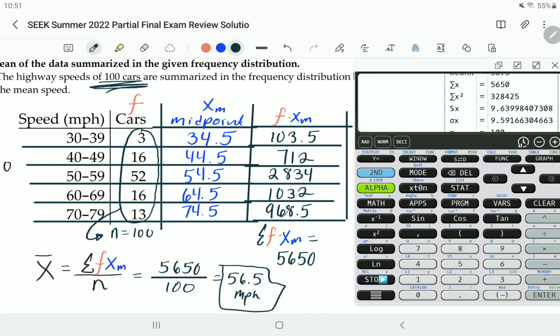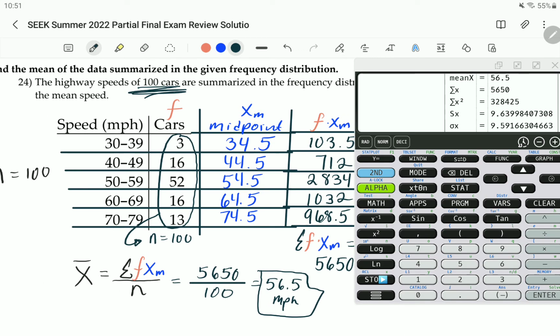When you scroll up, the mean X is the mean that we have here, 56.5. The sum of our data is 5,650. We know N is 100. And for number 26, I think the question gives us the sample standard deviation, which is not 15.8 as I can see.